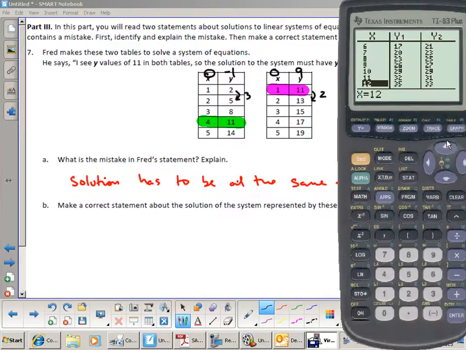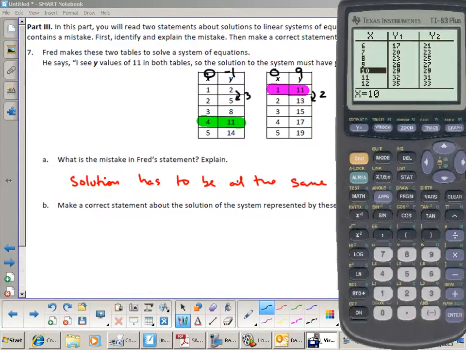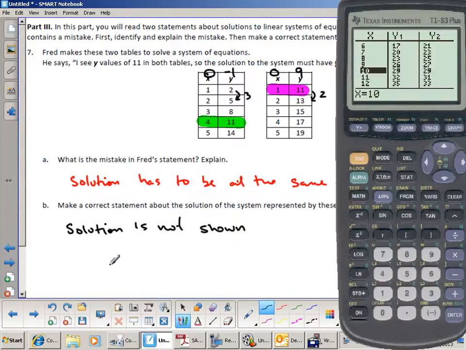So there is a solution here, but the correct statement we can make is that the solution is not shown. Okay, the answer is actually going to be x equals 10 when y is equal to 29. So there is a solution, it just doesn't happen to be right here.